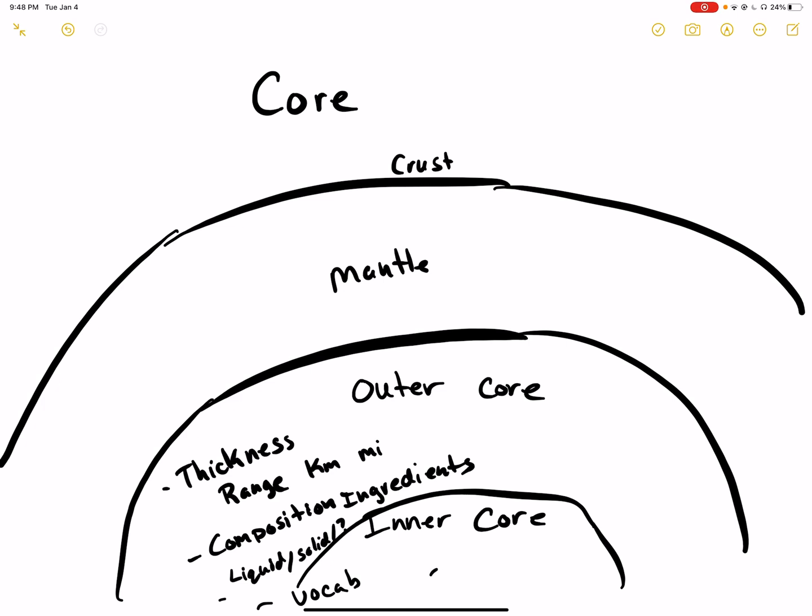Oh, almost forgot. Let's try to get 2 to 3 facts about your outer core or your inner core. Just interesting things that you found as you were doing your research that you think would help other people to understand the core better. Good luck with your core research.